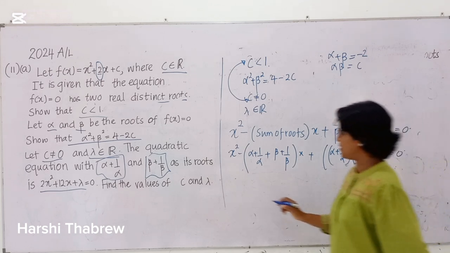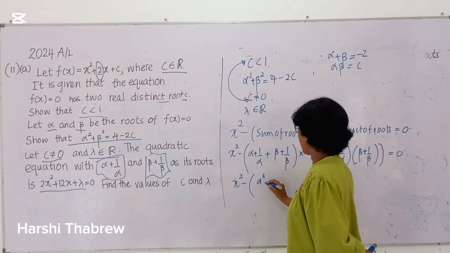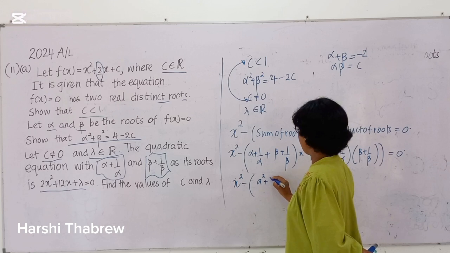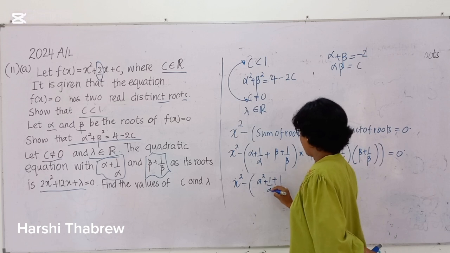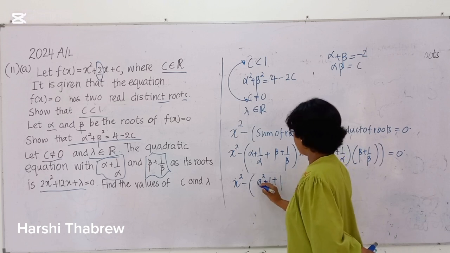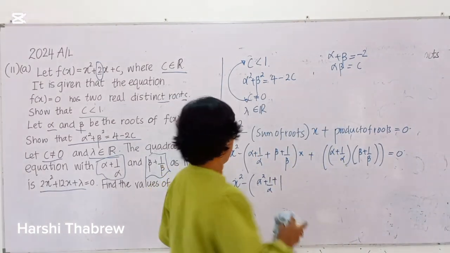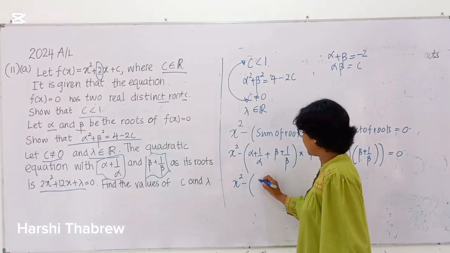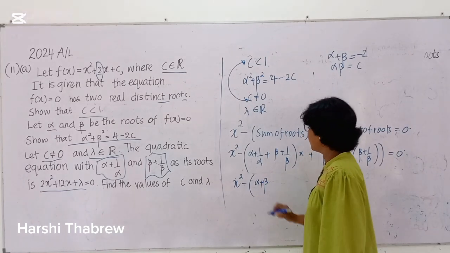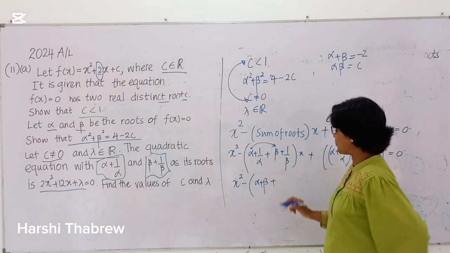Okay, let's simplify. x squared minus, then alpha squared plus 1, plus b 1 over alpha. I know it's negative. You should not do that. We do that. Okay, you have alpha plus beta here, then plus, you can write these two terms together.